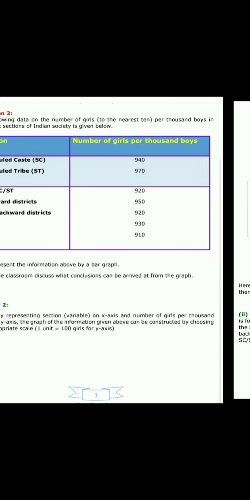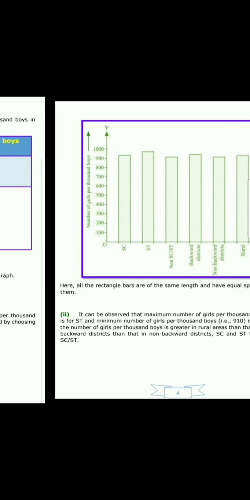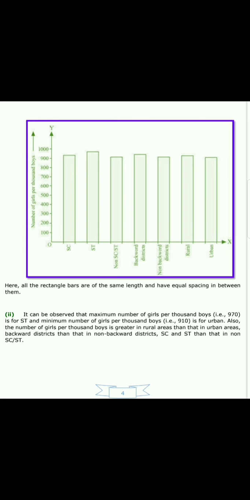Now, in the classroom discussion we have to discuss what conclusion can be arrived at from the graph. It can be observed that the maximum number of girls per 1000 boys, that is 970, is in ST, and the minimum number of girls per 1000 boys, that is 910, is in urban areas. Also, the number of girls per 1000 boys is greater in rural areas than in urban areas, in backward districts than in non-backward districts, and in SC and ST than in non-SC/ST.